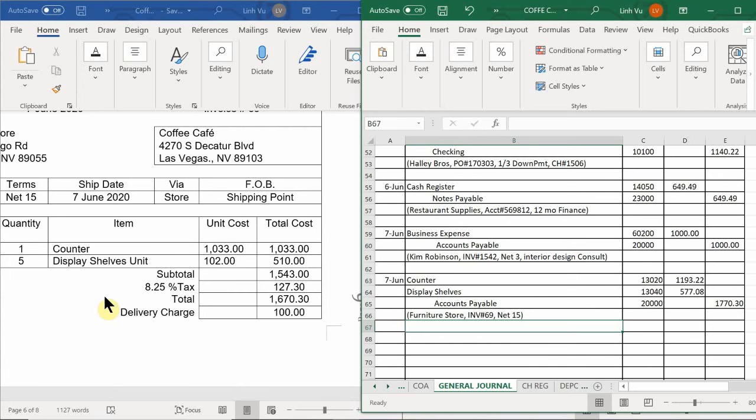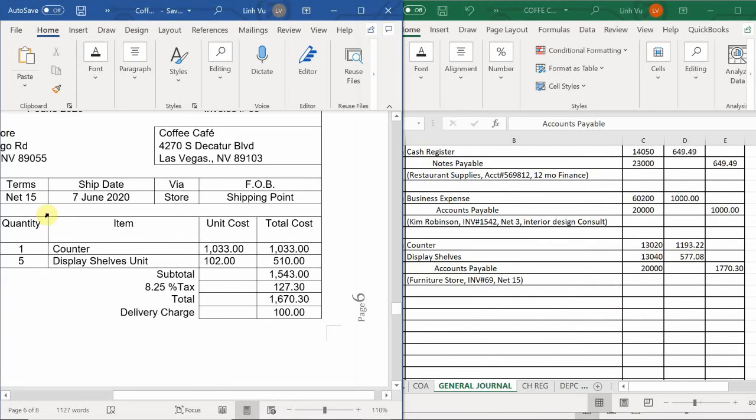All right, so there we have it. Sorry, where did you get the net 15 from? On the bill. Yeah, right here, net 15. Thank you.